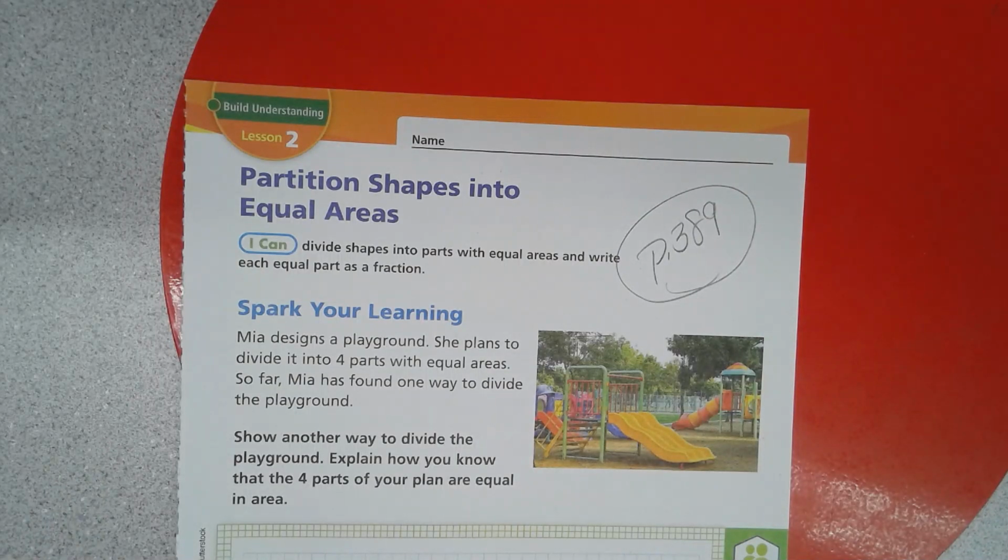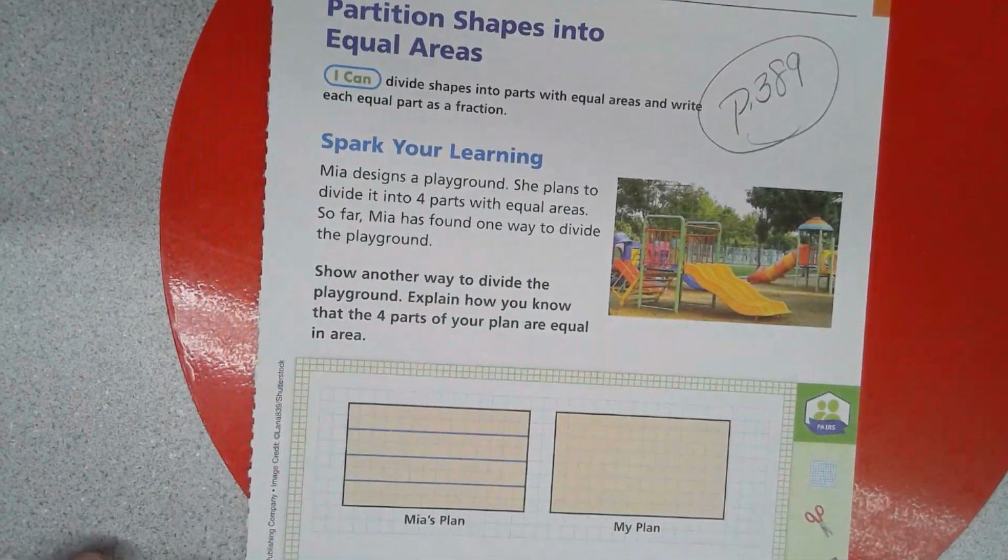Hey guys, we're at lesson 2 today, partitioning shapes into equal areas. So they're giving you a shape and you're partitioning. That means you're marking it off into sections that have the same area. So we can divide shapes into parts with equal areas and write each equal part as a fraction. All right, here we go.